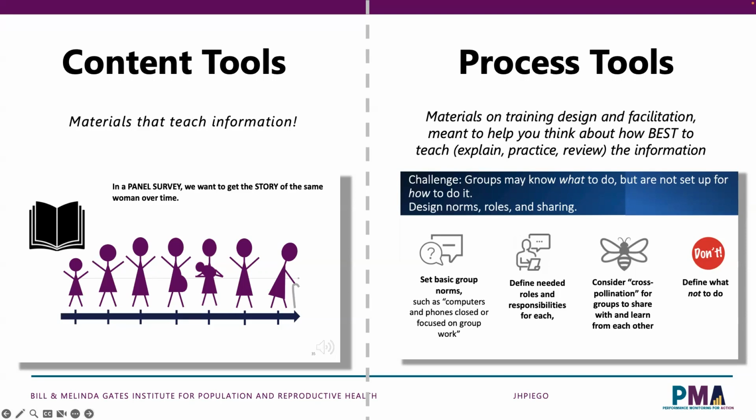And then we have process tools, which are materials on training design and facilitation, and they're meant to help you think about how to best teach the information. For example, on the right, we have a slide from our tool ID 058 that reviews designing for small group engagement, and it provides loads of valuable information on how to engage a specific audience.